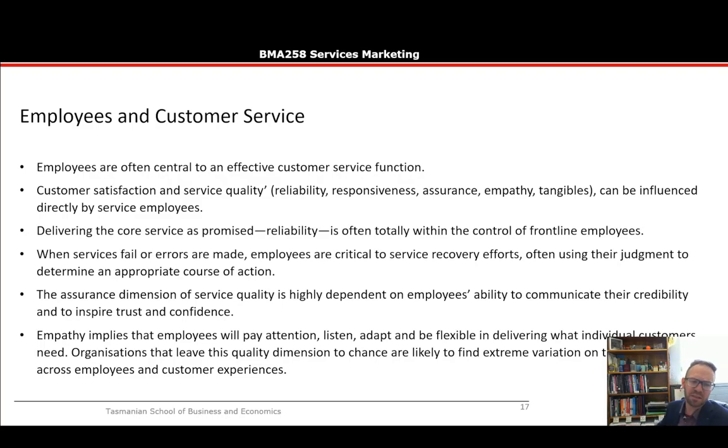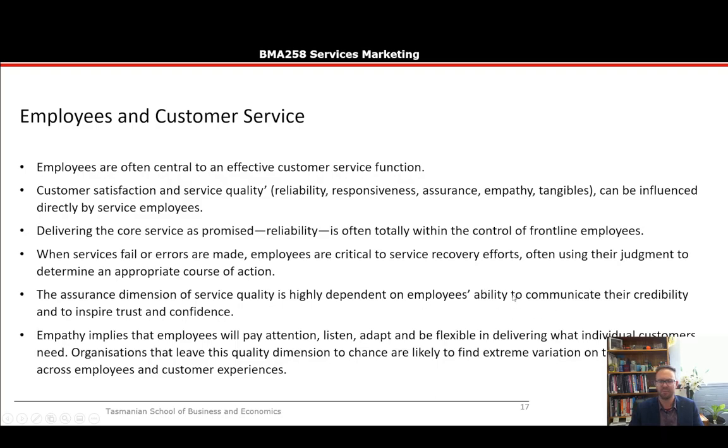So when services fail or errors are made, employees are critical to service recovery efforts. And service recovery is basically when the customer doesn't meet their expectations or something goes wrong, how we can get them back on side, fix the problem. Often using their judgment to determine an appropriate course of action, and this is where training comes in. So you don't just train them how to do things when everything's going right. When things do go wrong, how they feel empowered and trained enough to make exceptions and fix the things. The assurance dimension of quality is highly dependent on employees' ability to communicate their credibility and inspire trust and confidence.